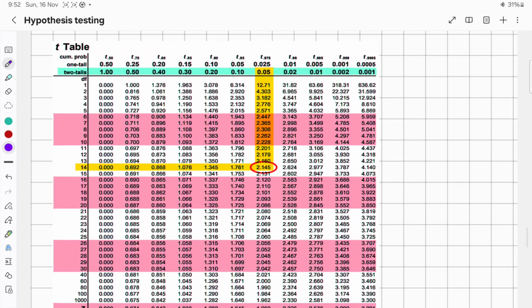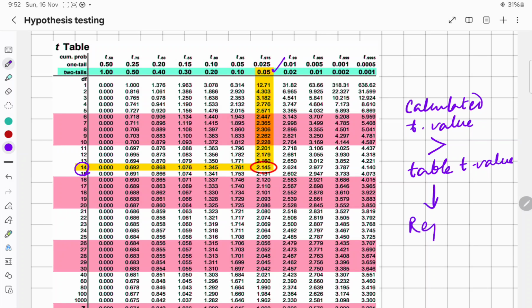Suppose this is a t table at a certain degree of freedom. You can refer to our earlier classes on degree of freedom. At a certain degree of freedom, we will suppose choose p less than 0.05. We will have a table value, and we will also get a calculated value from the data. The calculated t value can be either greater than the table value or less than the table value. If the calculated t value is greater than the table t value or critical t value, then we reject the null hypothesis.